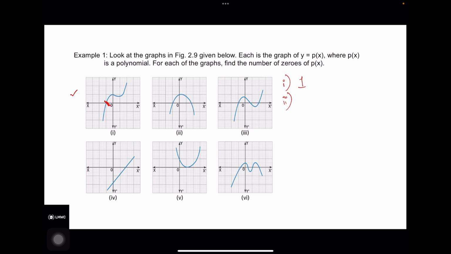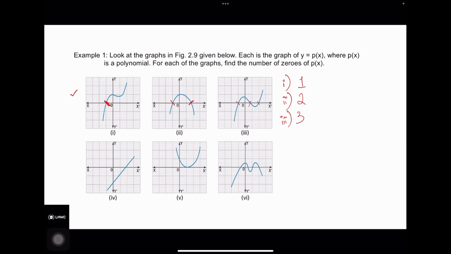And for the second graph, we can find that the graph touches the x-axis over here, as well as over here. So in total, it touches the x-axis at 2 points. Therefore, the number of zeros in the second question is 2. For the third question, we find that it touches the x-axis over here, and over here, and over here. So it touches the x-axis at 3 different times. Therefore, the number of zeros is 3.